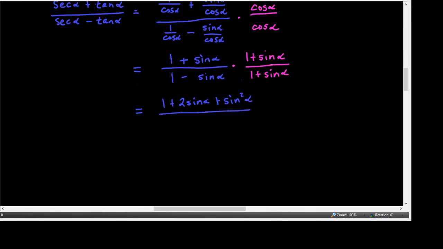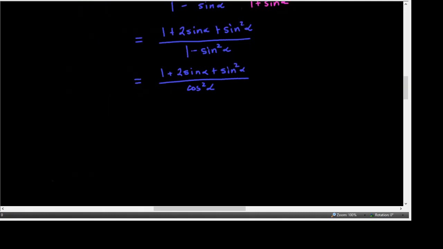And in the denominator, when you multiply, you're going to get a difference of 2 squares. So 1 squared is 1 minus sine squared of alpha, which, if we use an alternative form of the Pythagorean identity, that's the same thing as cosine squared alpha, that denominator. So, is that what we wanted to get? It looks perfect. That's exactly what we wanted it to be.